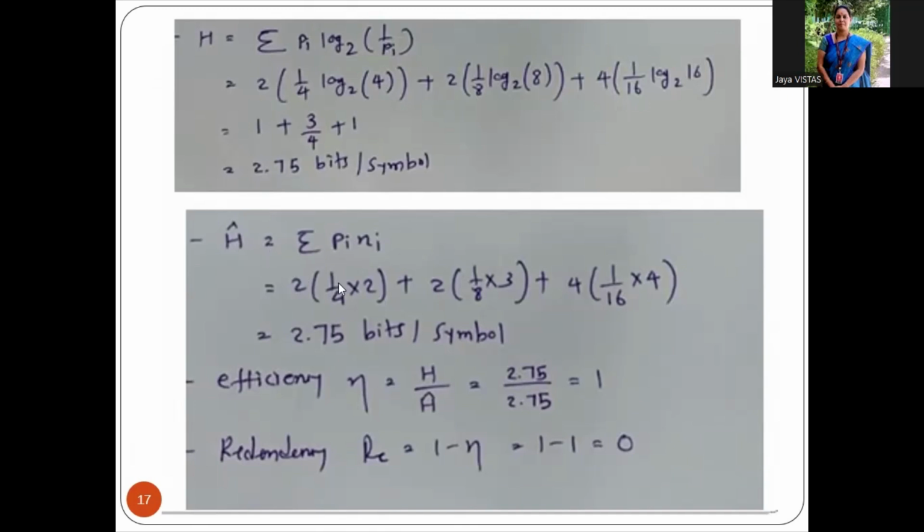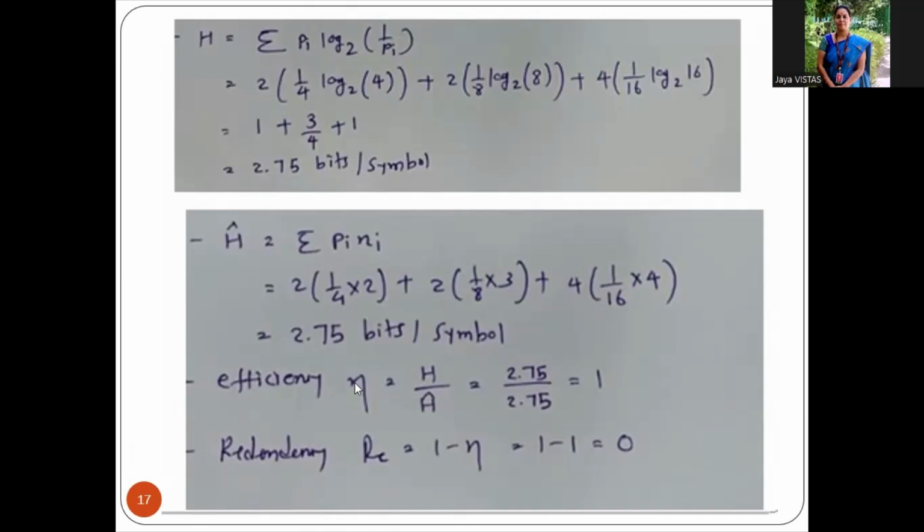The average length of the code word is also the summation of Pi into Ni. Two symbols have the same probability 1 by 4, so 2 into 1 by 4 into the code word length 2. Plus likewise 2 into 1 by 8 into 3, where 3 is the code word length, and 4 into 1 by 16 into 4, because the last 4 symbols have the same probability 1 by 16. Finally we got 2.75 bits per symbol. This is the average code word length.